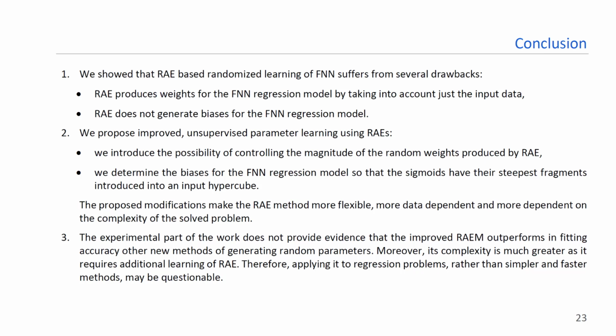Unfortunately, the experimental part of the work doesn't provide evidence that the improved autoencoder approach outperforms in fitting accuracy other new methods of generating random parameters. Moreover, its complexity is much greater as it requires additional learning of the randomized autoencoder. Therefore, applying it to regression problems rather than simple and faster methods may be questionable.